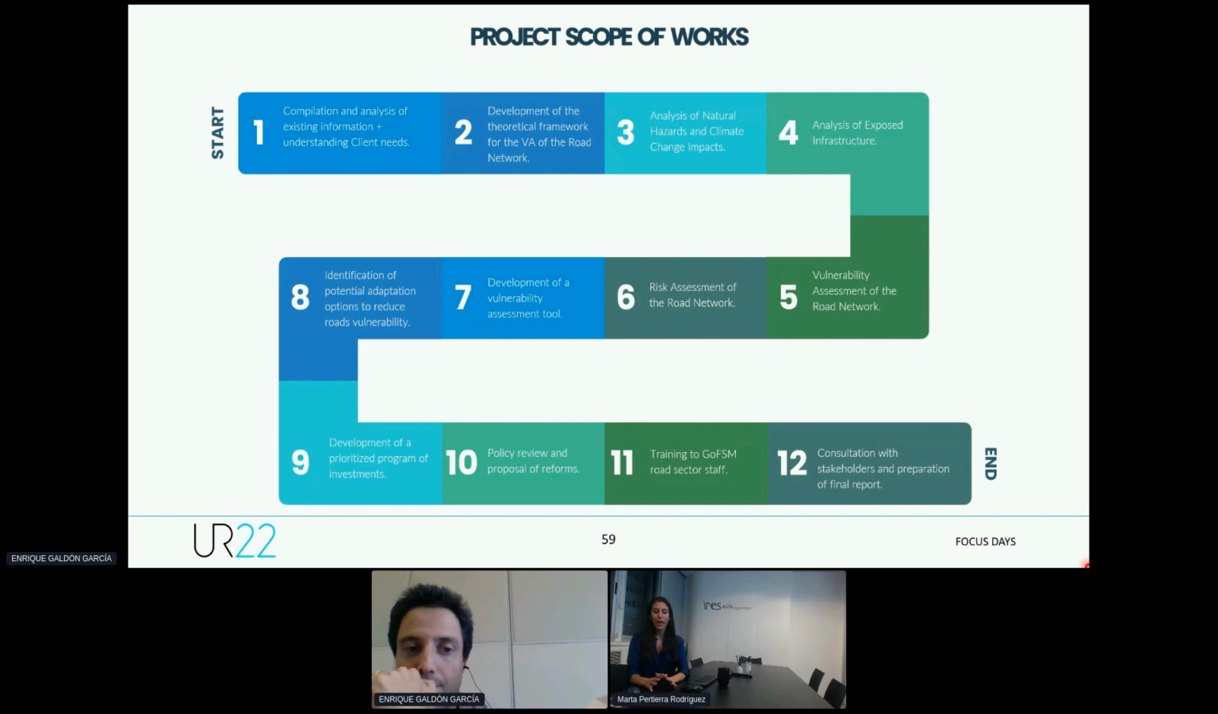After we have the vulnerability and risk assessment results, we are ready to do some consultancy work in terms of preparation of investment plans, recommendations on policies and standards of the road sector, and training the government on how to use the tools developed and how to increase resilience of the network. Those last three tasks were left at the end of the project, once the results from the vulnerability and risk assessment were obtained.